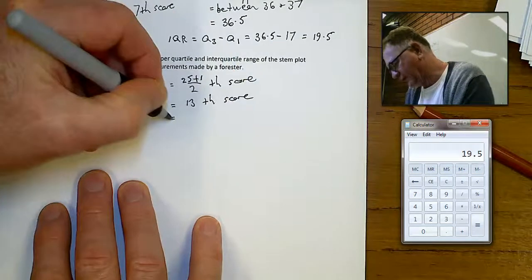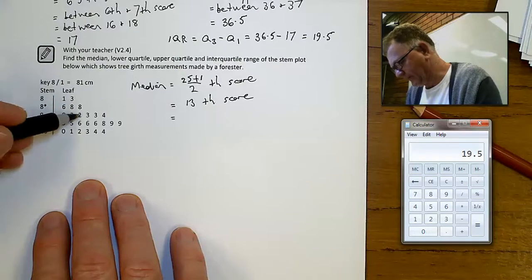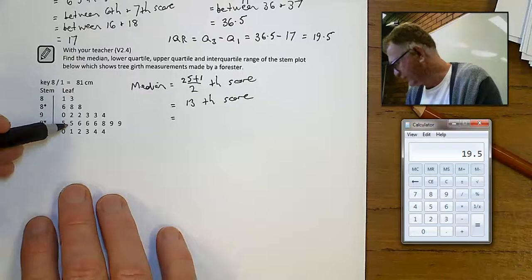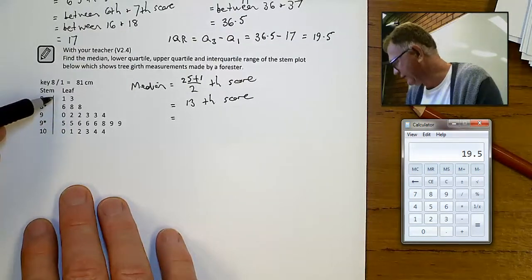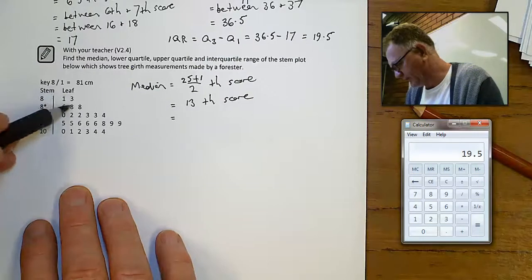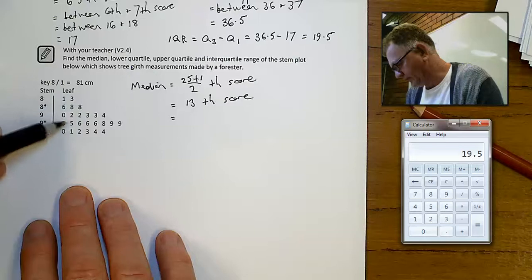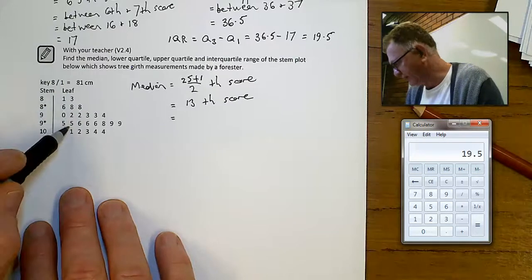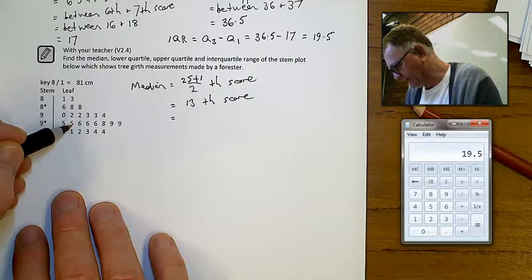And so we can just count them up. And I think I've made a mistake there. 2, 3, 4, 5, 6, 7, 8, 9, 10, 13. I make the 13th score a 95. That's the median.